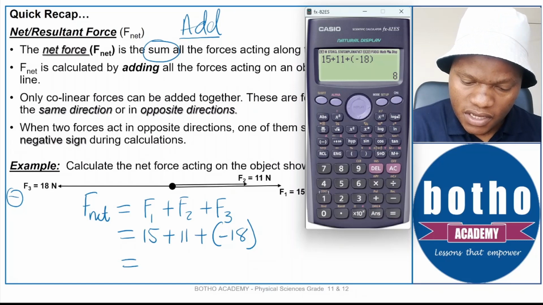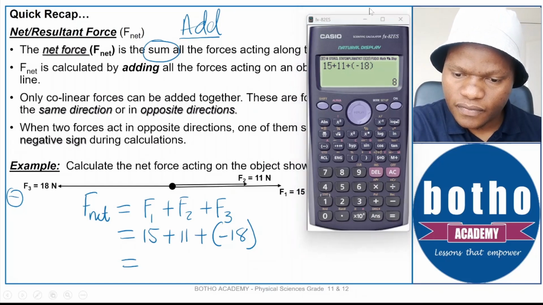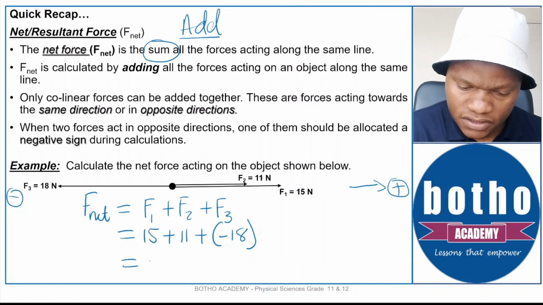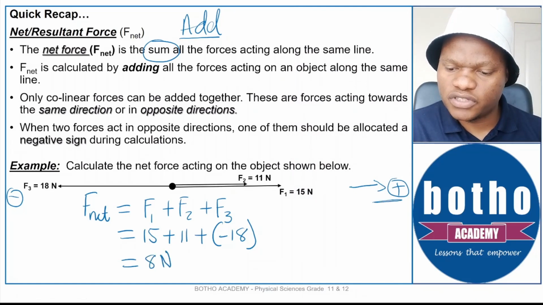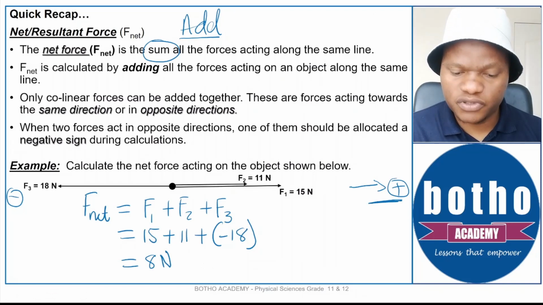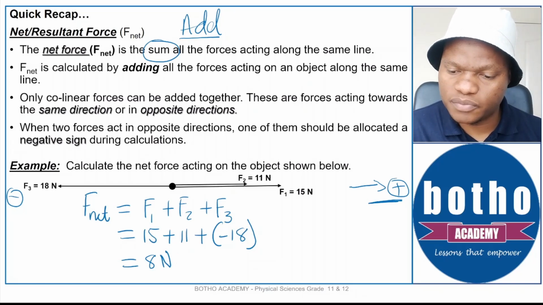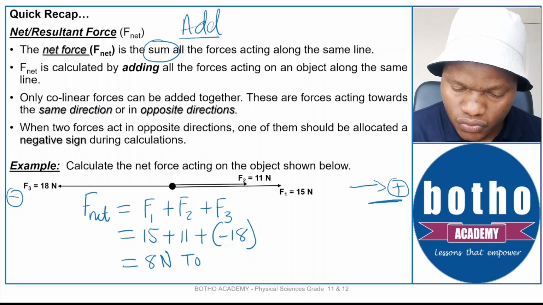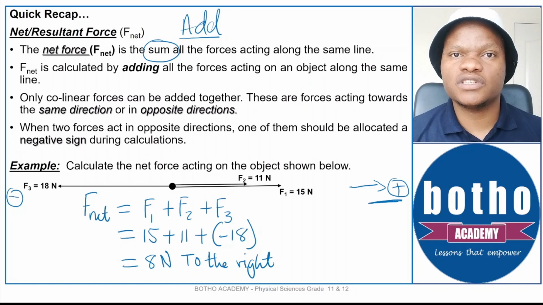As you can see, since the answer is positive, the resultant vector is positive 8 newtons. Because the answer is positive and you've chosen to the right as positive, it means this 8 newtons is the magnitude, and your F net, since it's positive, is to the right, because you chose to the right as positive and to the left as negative. This is just a recap.